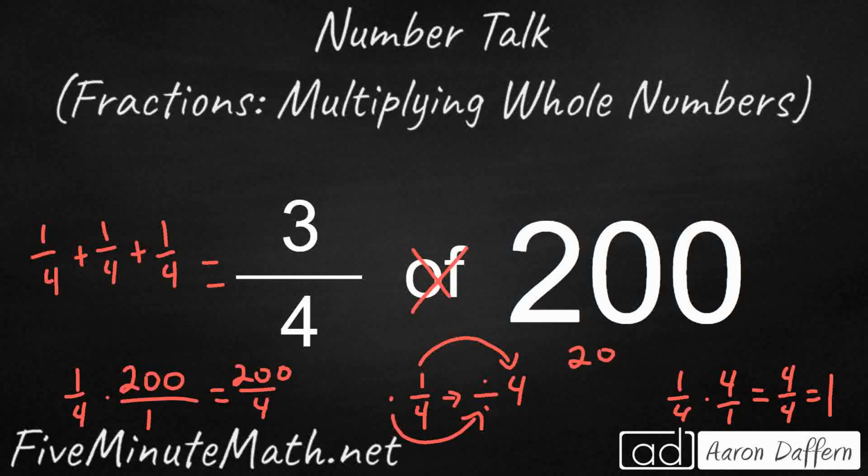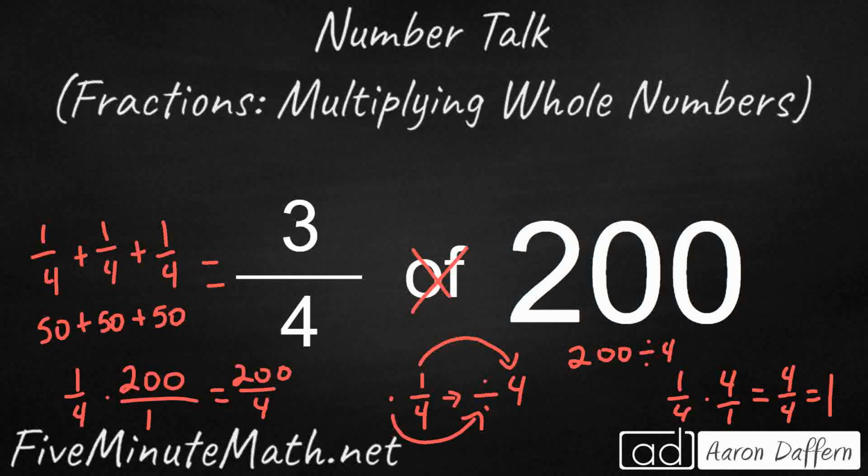So instead of 1/4 of 200, I could just say that's 200 divided by 4. Either way, you're going to divide 200 by 4. It's going to get you 50. Now, 50 is not my answer. That's just 1/4 of my 200. So I've got 50, 50, 50. That looks like 150. Is there an easier way to do this?